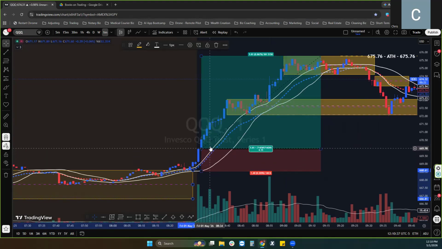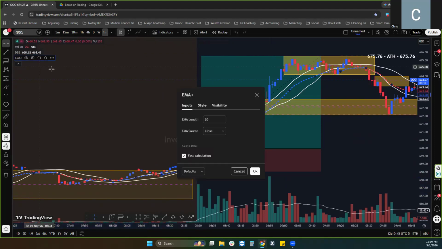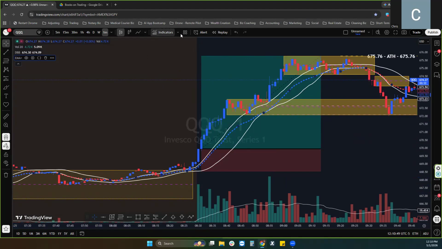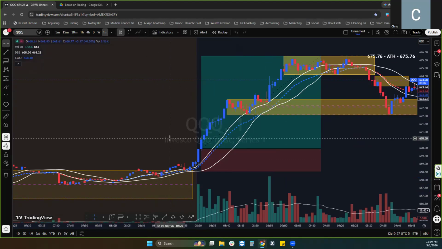We are above the Bollinger Band. We have an EMA here, a color changing EMA. And I can just drop this down over here. EMA plus, see if we can find that for you. Indicators right here, colored EMA and Bollinger Band. Those are the two that we're using.